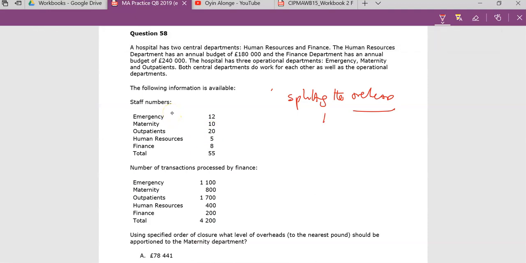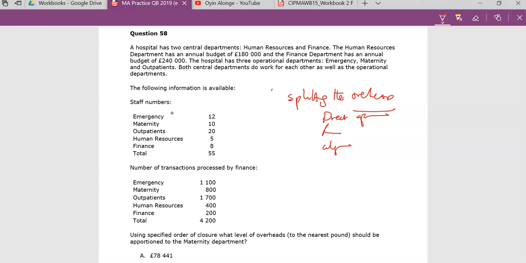There's the direct apportioning, there's the repeated distribution, there is the algebraic method, but this is the simplest and fastest method of doing this. Ultimately what we're trying to do is get rid of the overheads quickly, but because we have these supporting departments, we have to find a system of doing it pretty quickly. So we deal with one, eliminate it, and then deal with the other. That's what we're dealing with here.